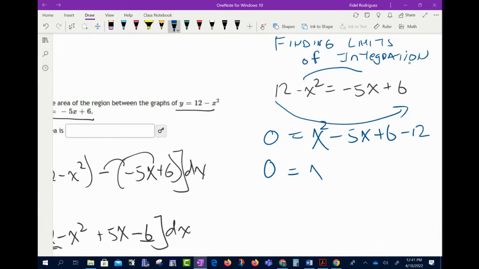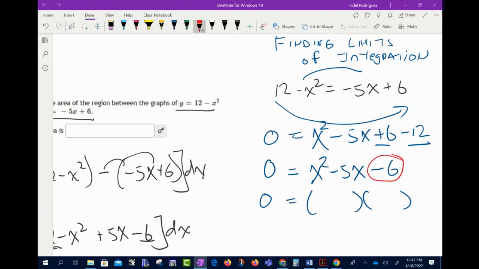Okay, so now look, we have 0 equals x squared minus 5x. What's a plus 6 and a minus 12? Negative 6. Okay, so y'all, what we're going to do here, we're going to factor this thing out, right? And we've gotten pretty good at factoring because we've done it a few times already. Remember what we're looking for here, y'all. We're looking for two numbers that multiply to a negative 6, but they need to add up to a minus 5.